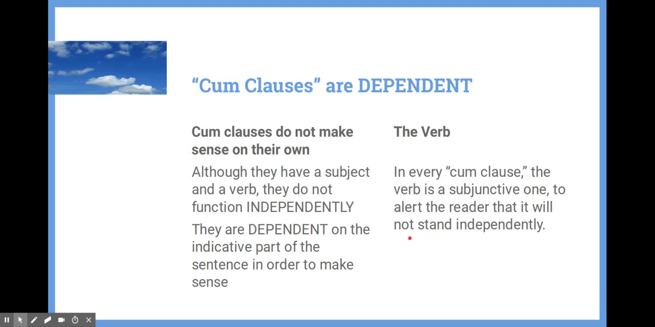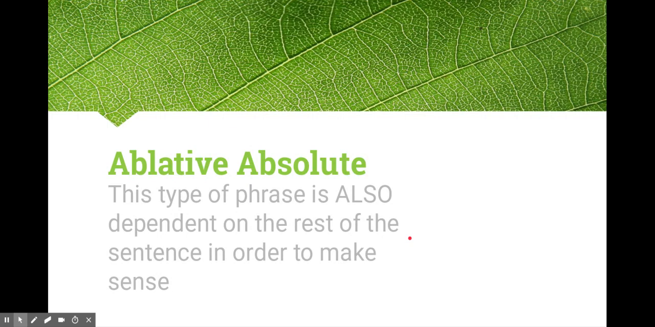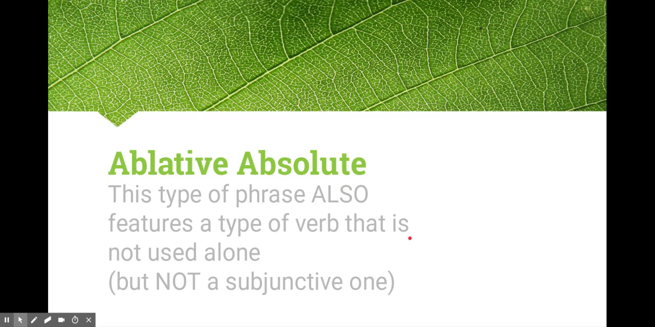So we're going to talk now about a phrase that is also dependent, and that phrase is our new phrase. It's called an ablative absolute. An ablative absolute phrase is dependent on the rest of the sentence in order to make sense. This type of phrase also uses a non-standard type of verb that will not be used alone. However, an ablative absolute phrase will not use a subjunctive verb in the same way that a cum clause did.